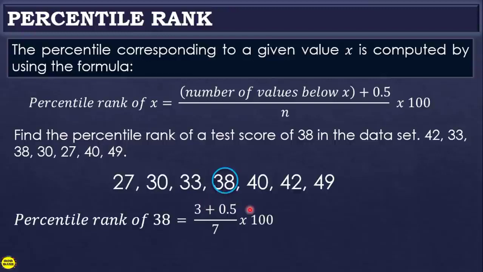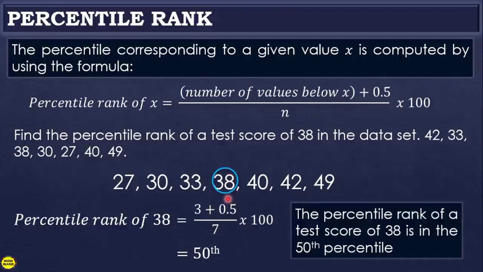So, 3.5 divide 7 times 100, the answer is 50. So, ibig sabihin pang 50th percentile yung score na 38. So, 50%. Nasa middle value siya. So, the percentile rank of a test score of 38 is in the 50th percentile.